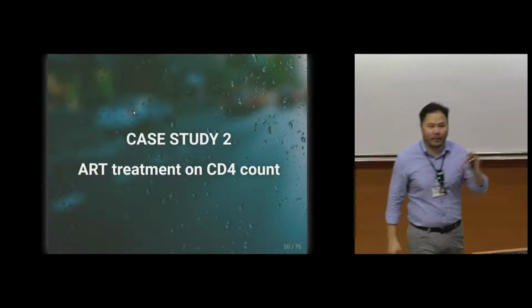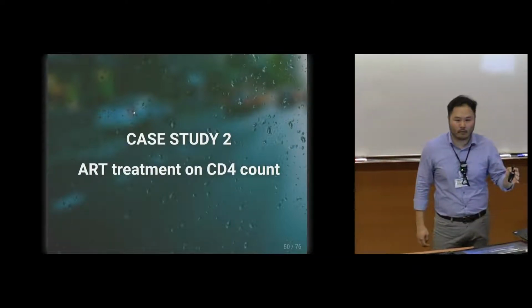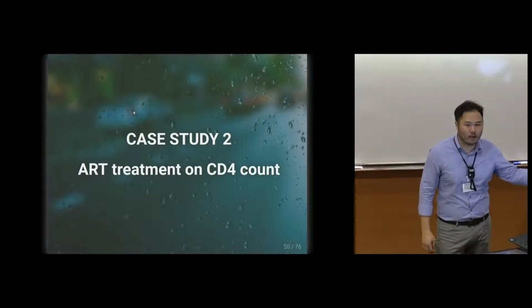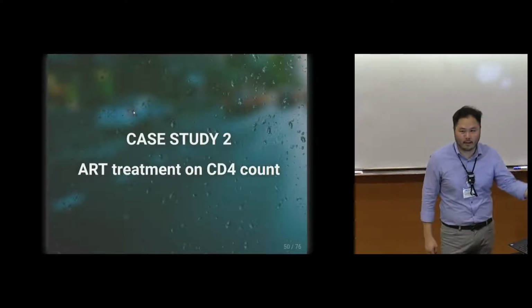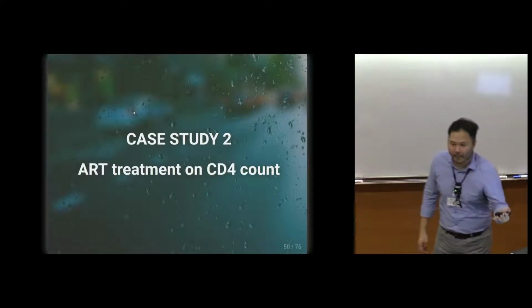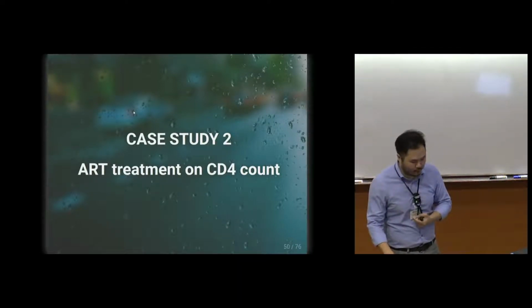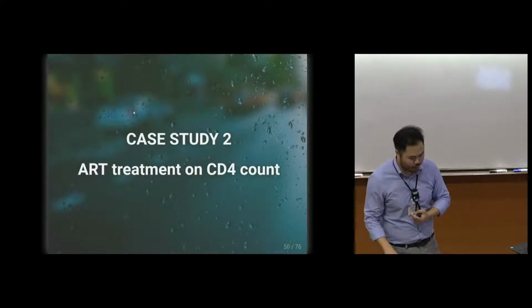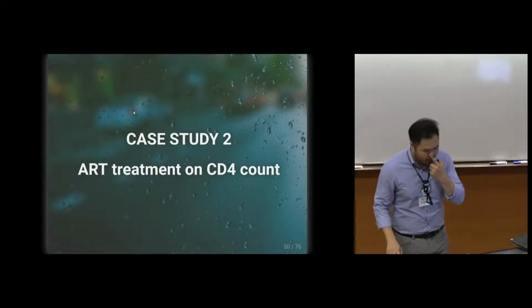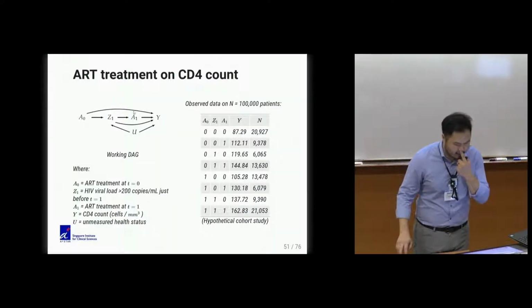Take our causal diagram, put the implied causal dependencies into parametric equations, simulate by setting exposure to 1 and 0, and then find an uncertainty estimate for it. Okay? All right. So moving on to a second case study.